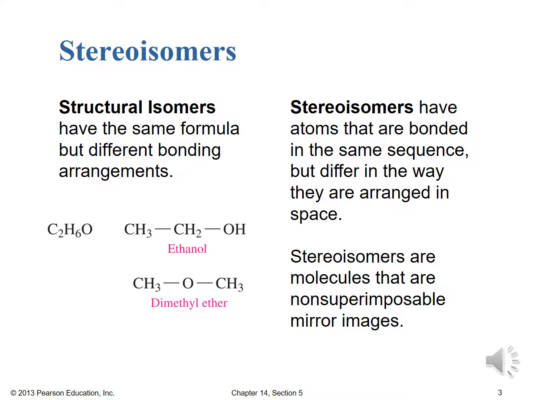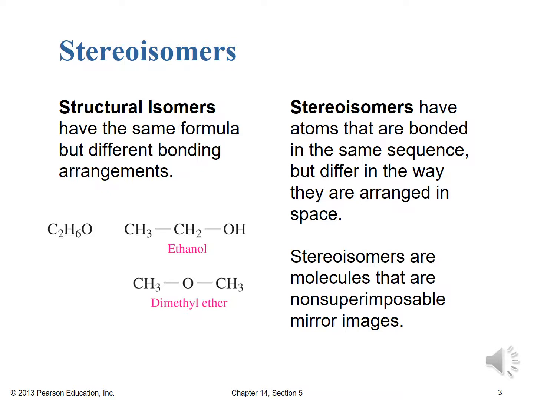If we look at stereoisomers, now we have atoms that are bonded in the same sequence. So we're not making and breaking bonds. There's no way to turn ethanol into dimethyl ether without breaking bonds apart, moving that oxygen, and reforming bonds. For stereoisomers, you can do that. You can make them in a different way because of how they're arranged in space, not because of what's bonded to whom. So as a result, stereoisomers are molecules that are known as non-superimposable mirror images.